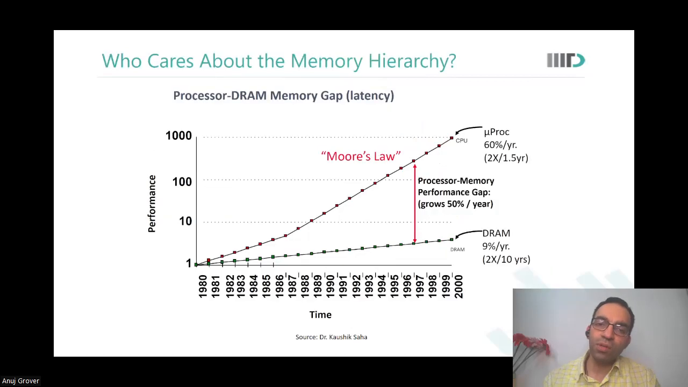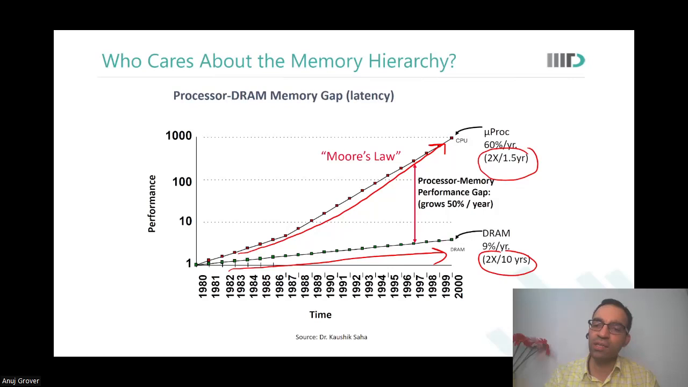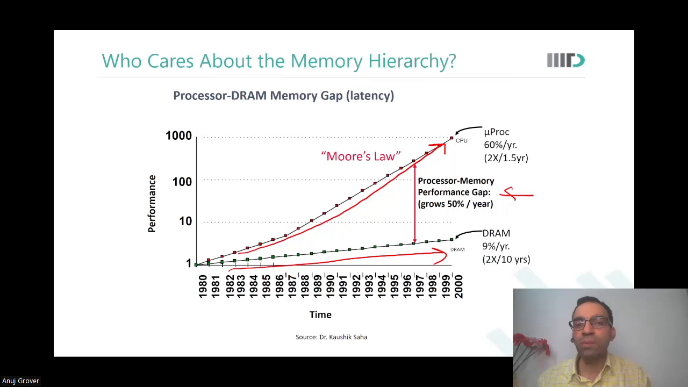What has happened over the past many years is that the processor speed has increased largely exponentially, at a very fast pace, whereas the main memory speed has not increased at the same pace. It is also improving, but at a much lower pace. It was 2x performance in 1.5 years for processors, and over here DRAM 2x performance over 10 years. So it is not that it is not improving, but at a much slower pace. Because of this performance gap between the processor and the memory, we need to use something which we call caches.